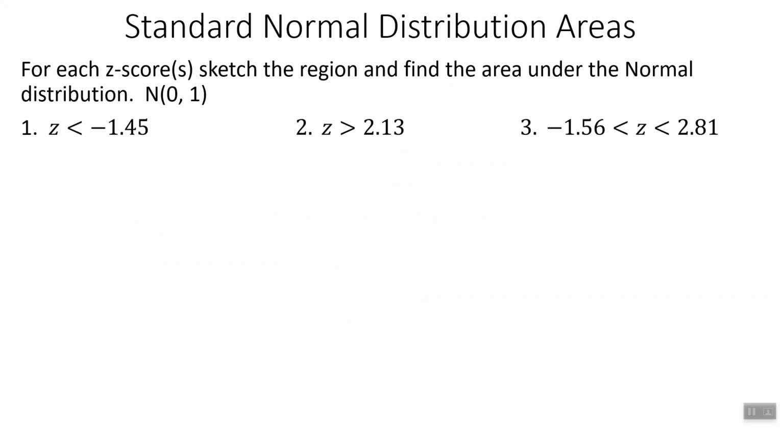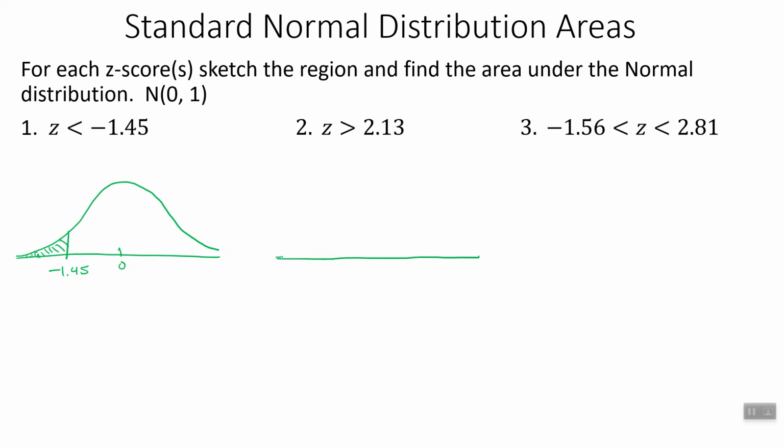All right, so sketch the regions, find the areas. So again, this should be pretty quick for each one. So we want z less than negative 1.45. We're working with z-scores. We're working with the standard normal curve. So we got 0 here. Negative 1.45 will be down here. We want less than, it'll be this section here. Should be pretty small.